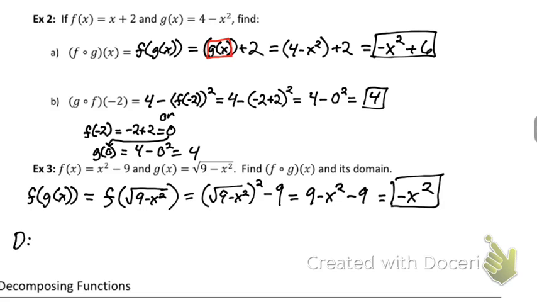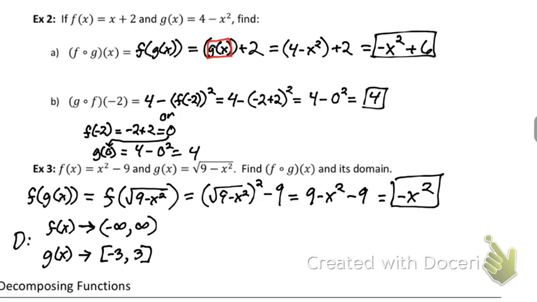So if we're talking about our domains, the domain of f of x would be any number you want it to be. You can plug in negative infinity to infinity. However, the domain of g of x is not negative infinity to infinity. For g of x, because it's one of those square root of 9 minus x squared, it would be negative 3 to 3.